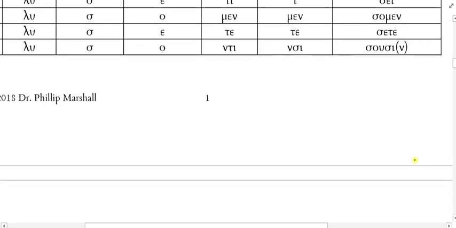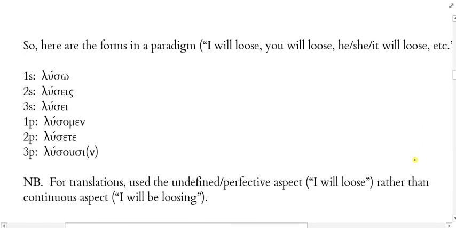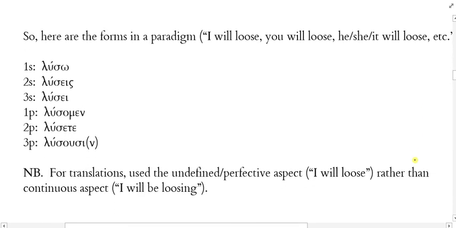So let's read the forms together, shall we? Everybody repeat after me. Luso, I will or shall loose. Luces, you will loose. Luce, he, she, it will loose. Lusamen, we will loose or we shall loose. Lucete, y'all will loose. And lususin, they will loose.